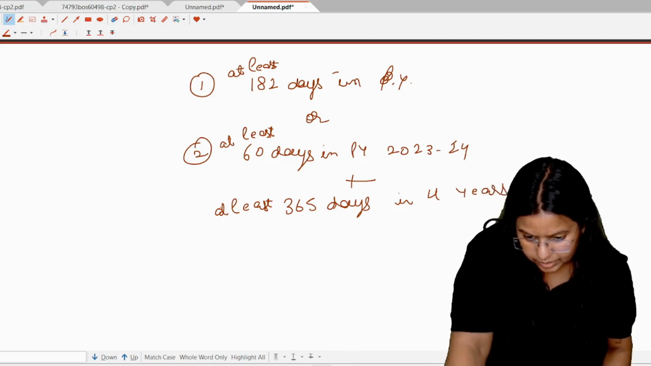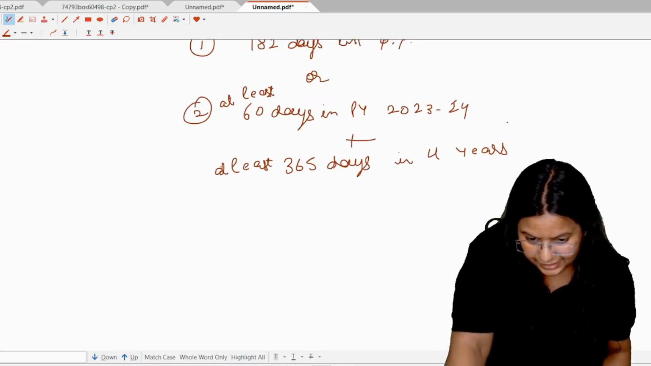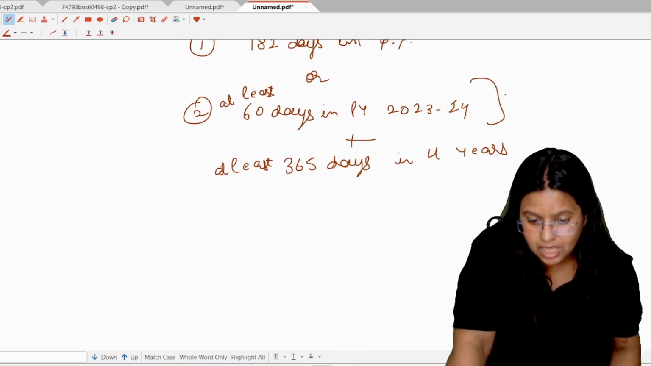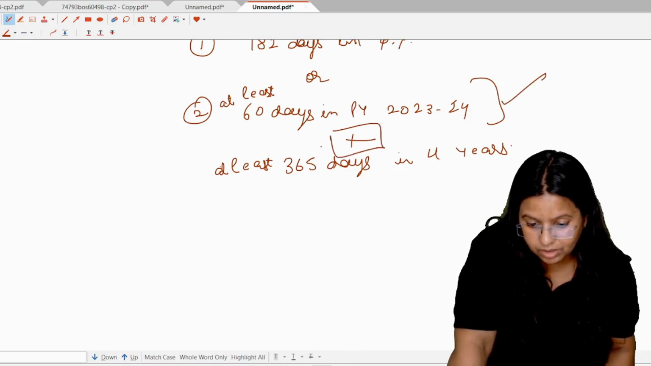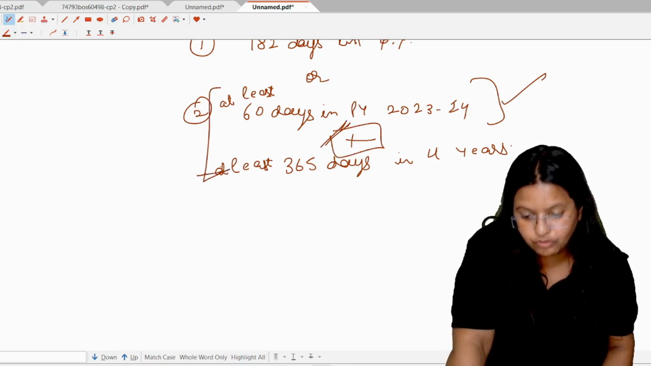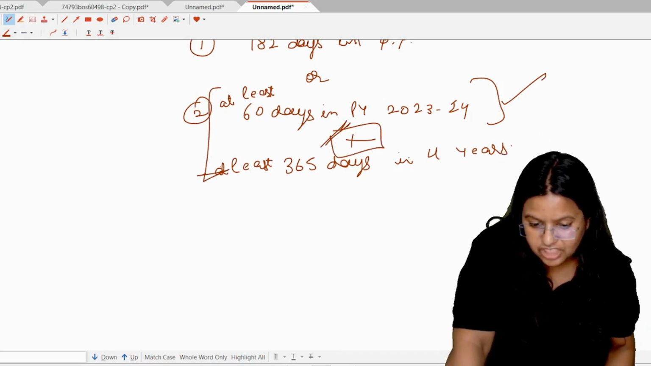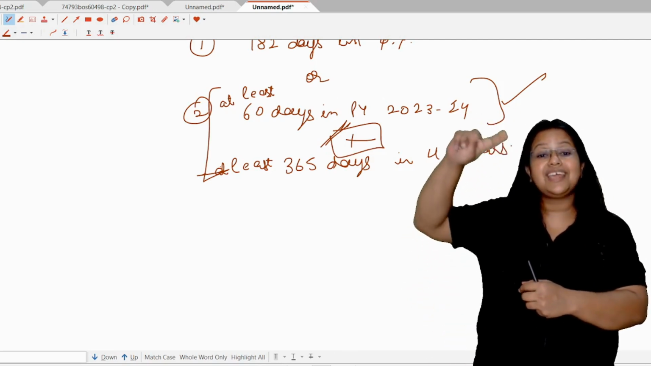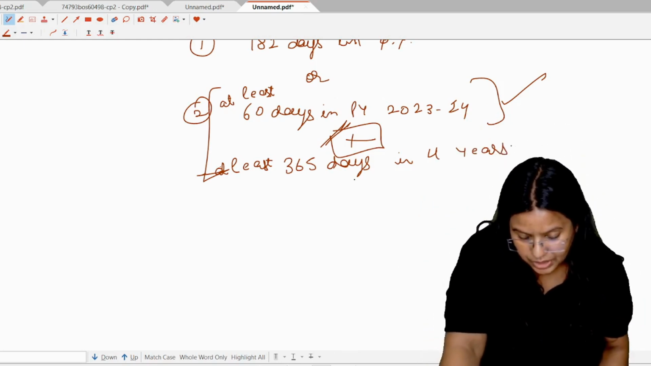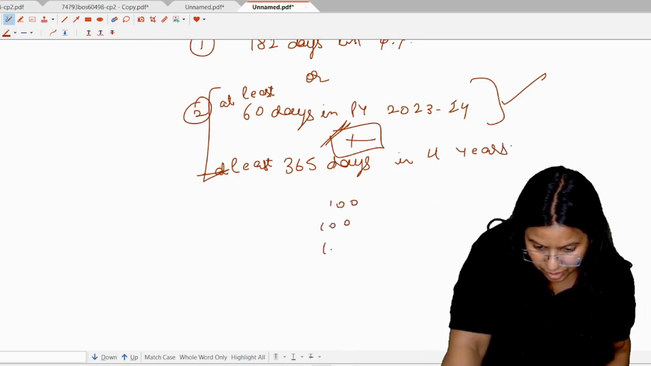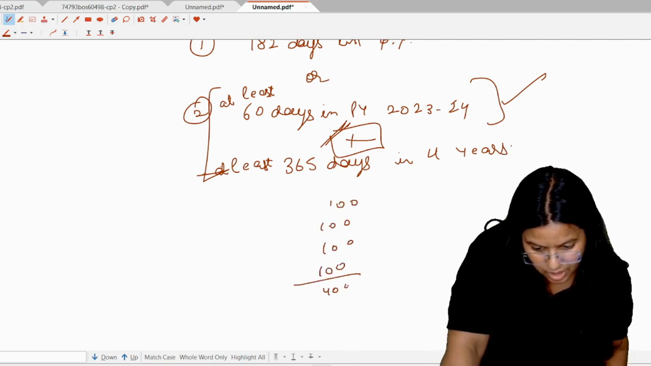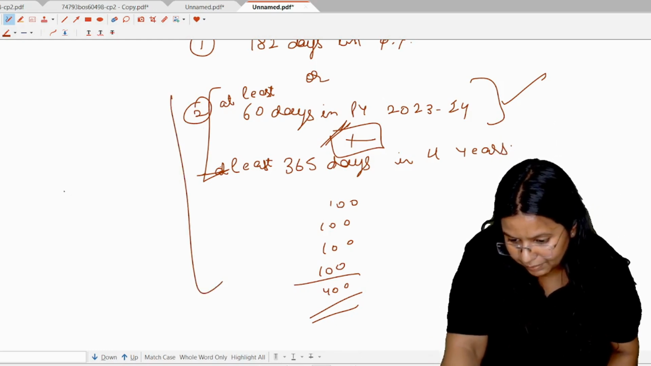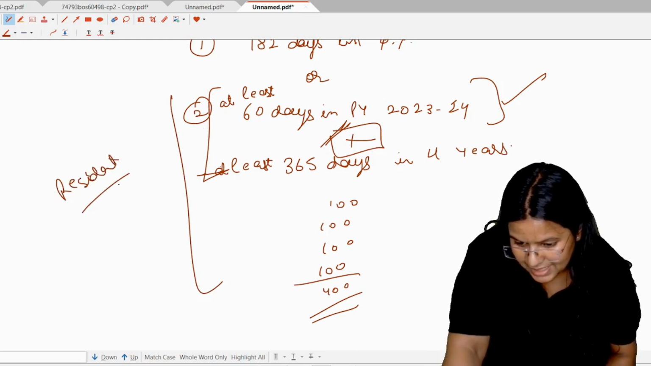Now, students, it is given that he is in India in 2023-24 for at least 60 days because he was in India for 100 days. So this condition is satisfied. Plus the additional condition, they have to fulfill both conditions. So at least 365 days in 4 years. He was coming to India for 100 days for the past 10 financial years. So we can write 100, 100, 100 and 100 for the 4 years. That is 400. So yes, he was in India for more than 365 days in the 4 previous years. So Mr. Brett Lee becomes a resident in India because he is satisfying this condition.